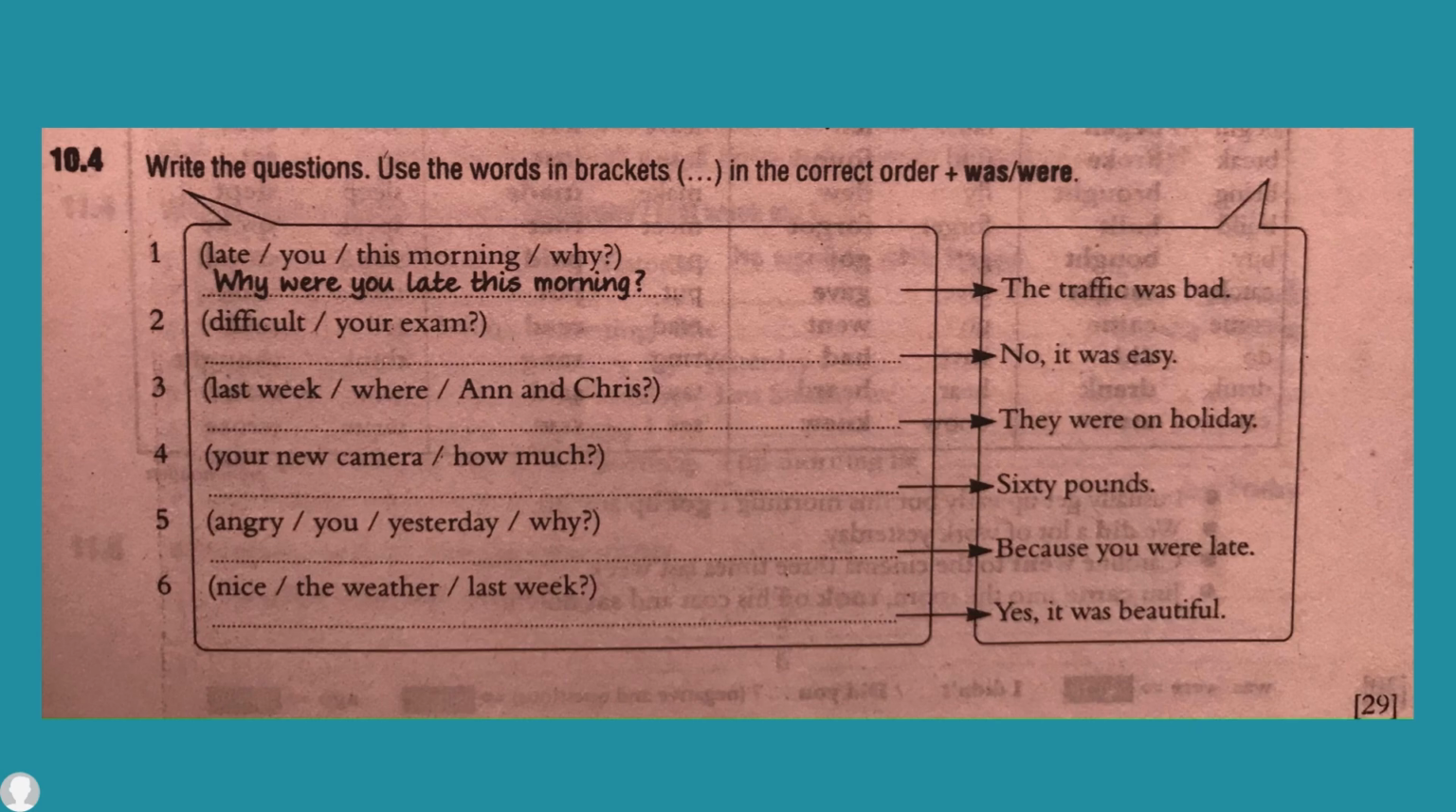Now in this section you have to write questions. You have to use the words in the brackets in the correct order with was and were. So the answer is given on the right side, so you can first take a look at the answer and get a hint. So in the first one, the traffic was bad. So in this one, late, you, this morning, why? And the subject is you, so the verb should be were. So the question becomes, why were you late this morning?